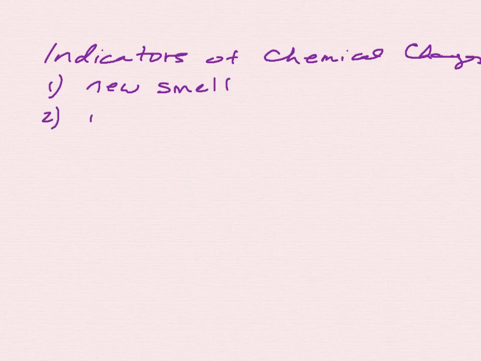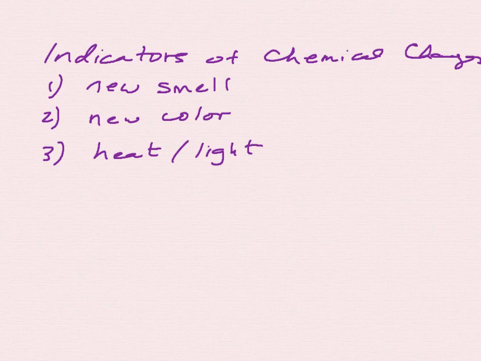If you can detect a new color, so you had a solution that was clear, and all of a sudden it turned blue, then you would know, oh, something chemical happened because there's been a change in the color. A new color was formed. If all of a sudden, putting two things together, you can see heat and/or light that wasn't there in the first place, then that's probably an indication that there was a chemical change. Heat or light observed, and that's of course forms of energy.